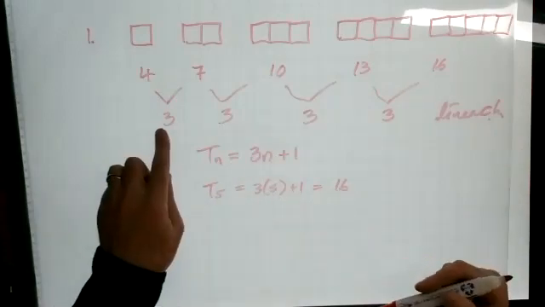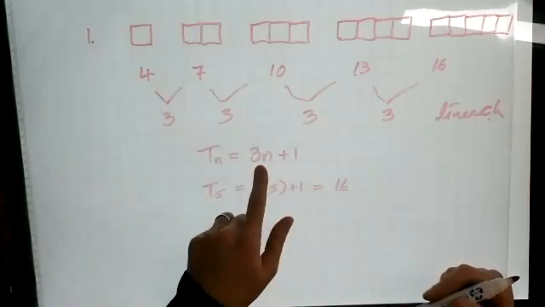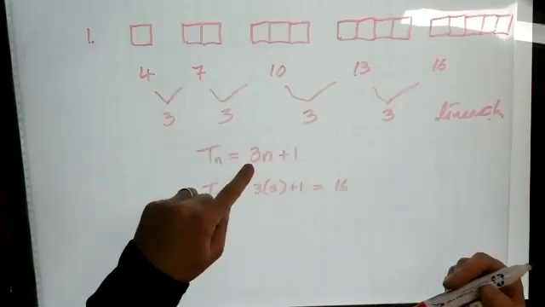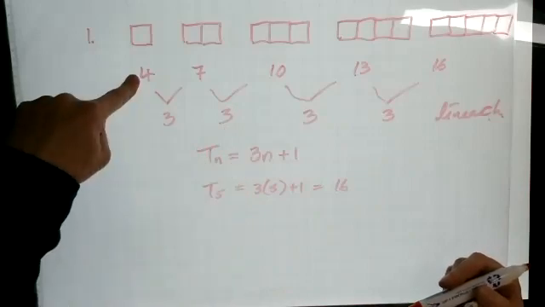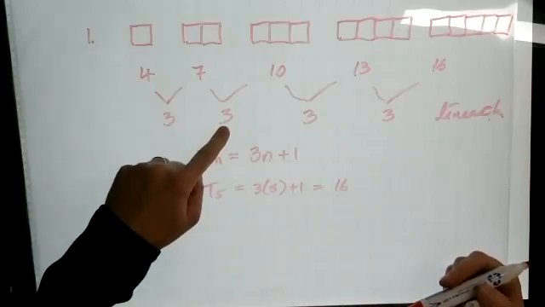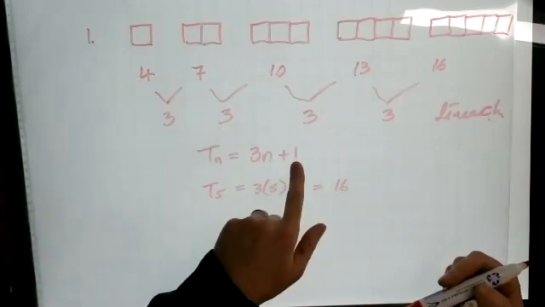So with Tn equals 3n plus 1, the common difference gives the 3n, and then we add 1.